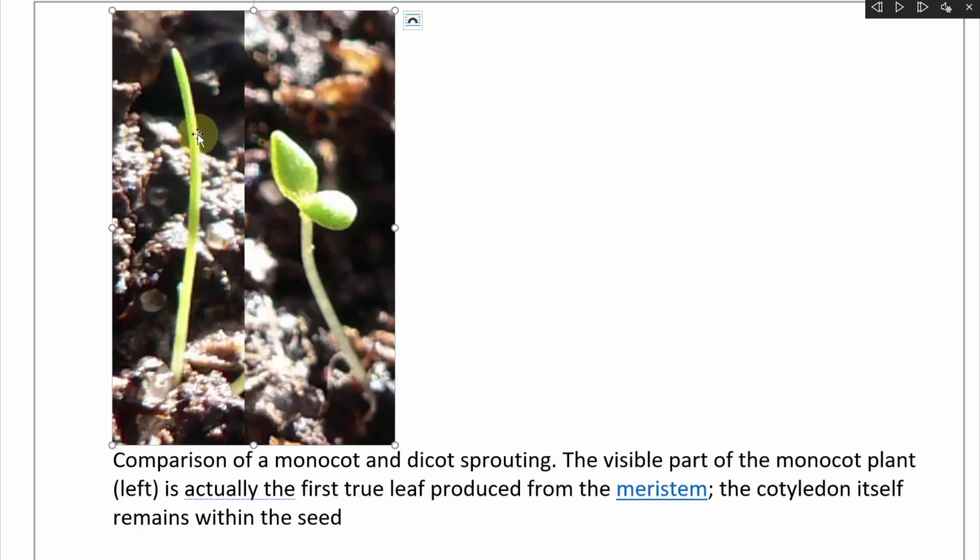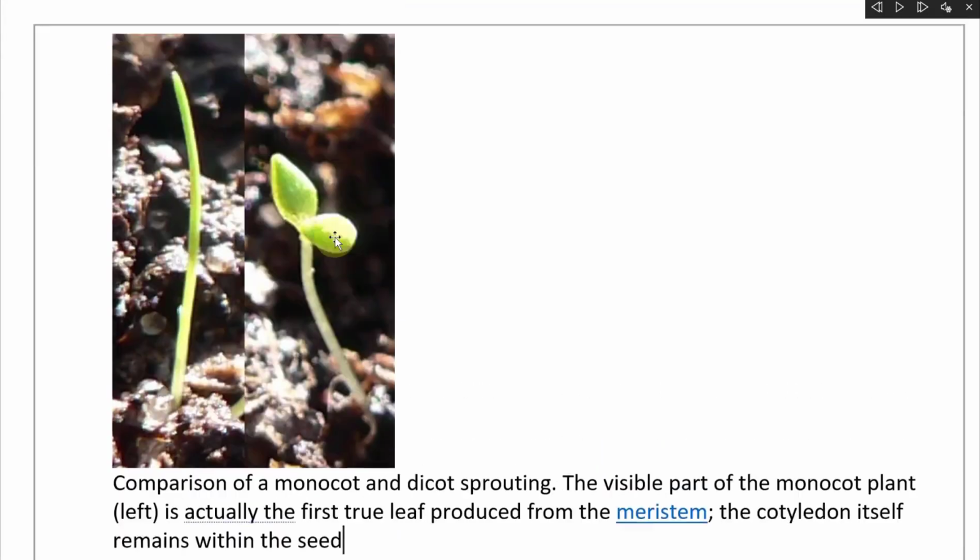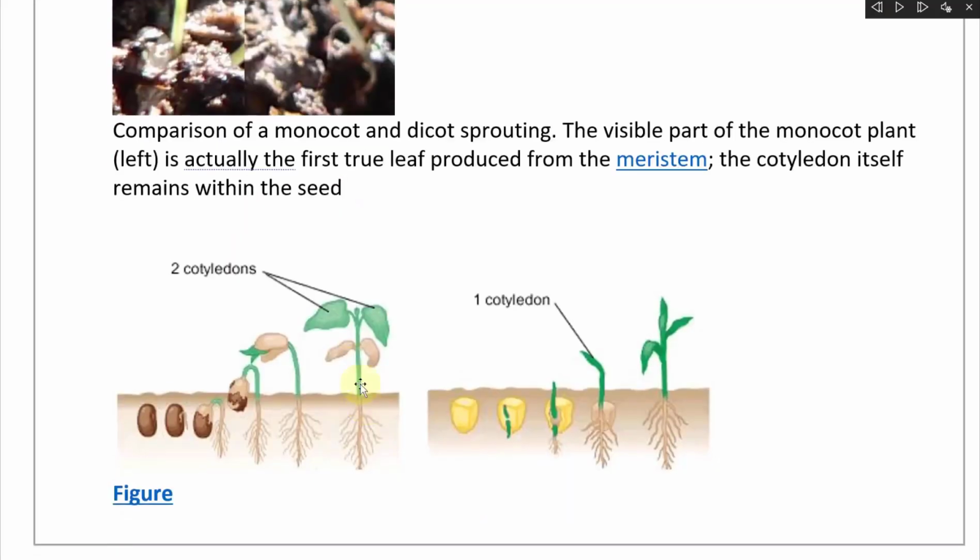And you could store some of that monomers inside here. And then produced from the meristem, the cotyledon itself remains within the seed. Yeah, so that's an interesting part here. So this is a monocot. So the visible part of the monocot plant is actually the first true leaf produced by the meristem. So that's the visible part of the leaf. The cotyledon itself remains within the seed. So that's still inside the seed, which is quite interesting. Yeah, so this part's just a bit confusing what they mean by this. We'll get to a comparison one right here.